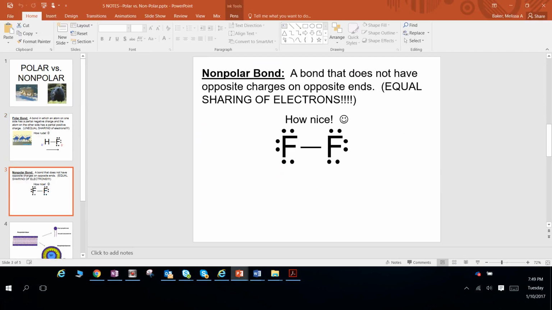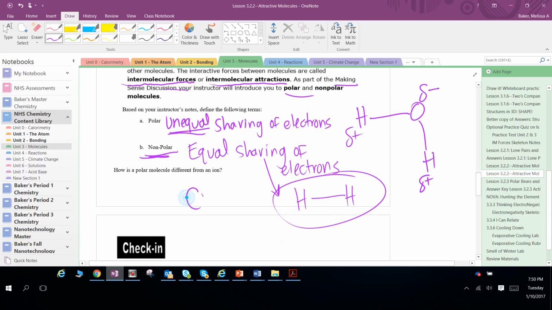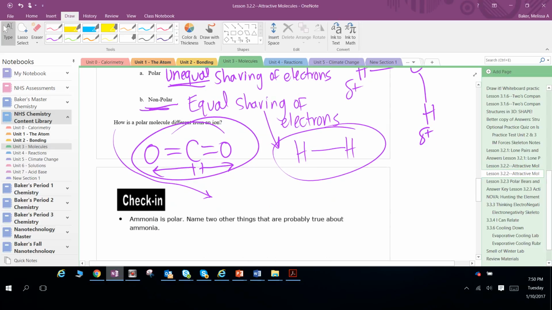So looking at the longer definition, there are not opposite charges on opposite ends. This would be like a hydrogen sharing with a hydrogen. Nobody's winning here. It's a tie. Sometimes too, a nonpolar molecule will have some element that's pulling to the right and something that's pulling to the left, and because this is linear, they cancel out. And a polar molecule is different from an ion because in an ion there is a complete charge, not a partial charge like we've been drawing these little weird symbols.